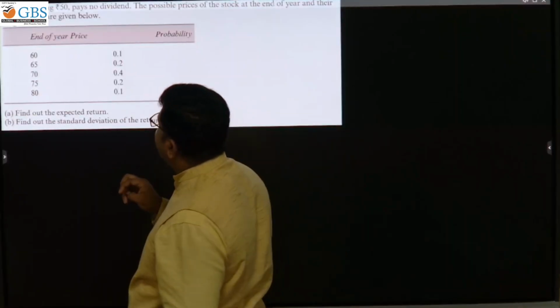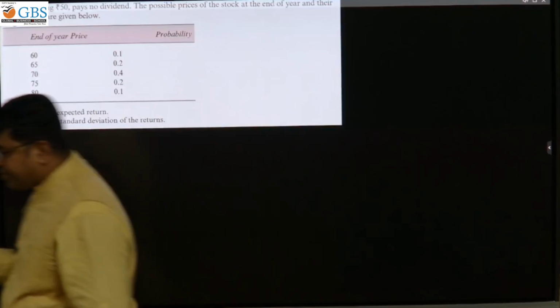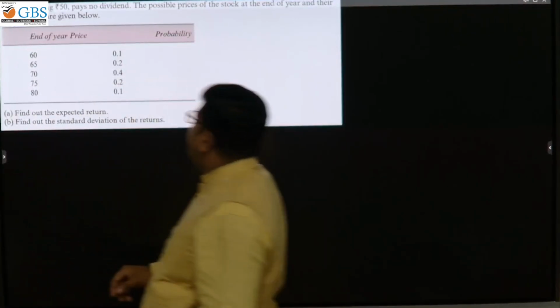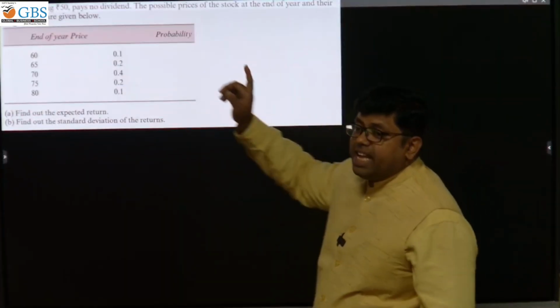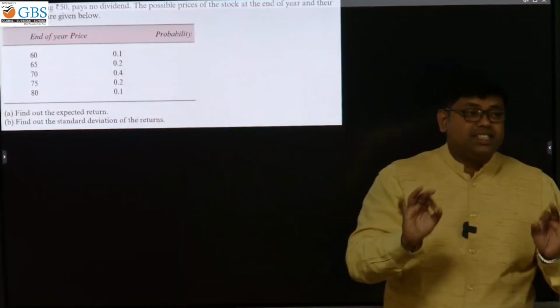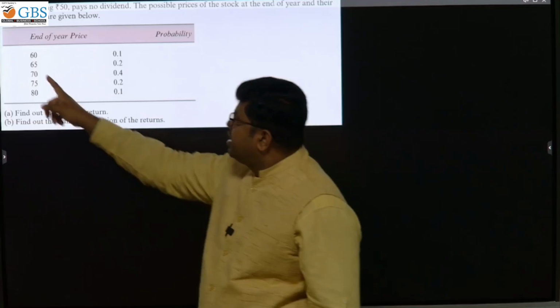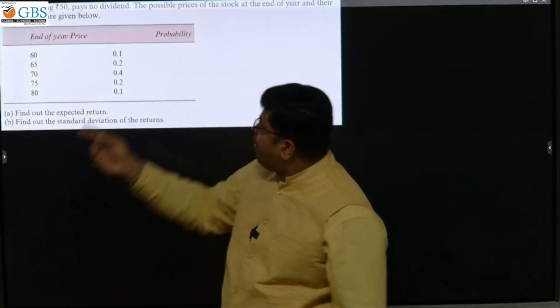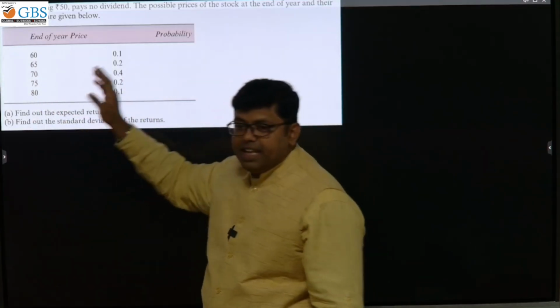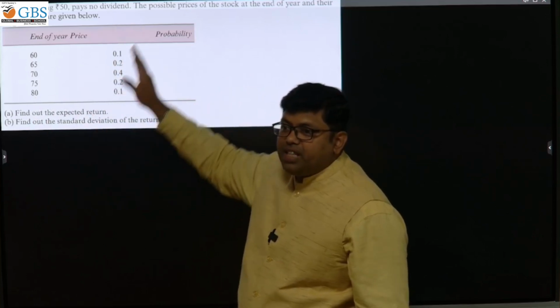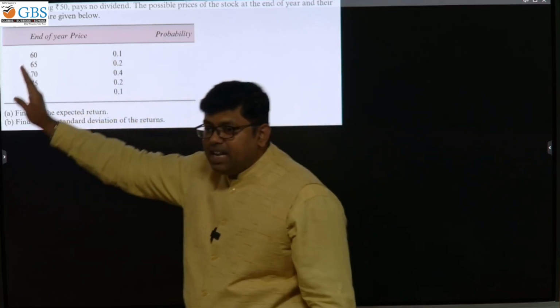A stock, what is that? Costing 50 rupees, pays no dividend. The possible prices are given. It may go from 50 to 60. What is the probability? 0.1. It may go to 65. What is the probability? 0.2. Like this, they are given some probabilities and even the expected price.